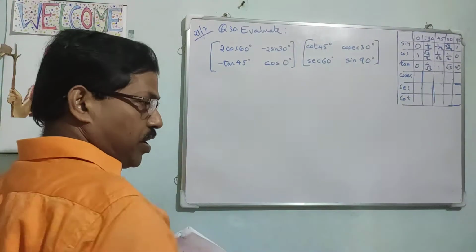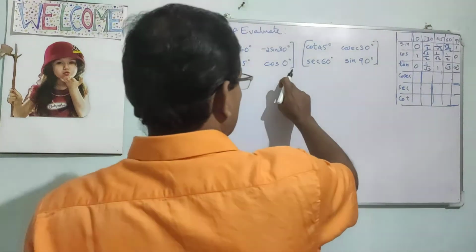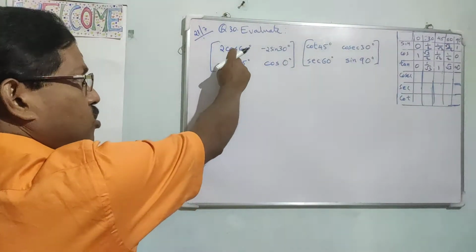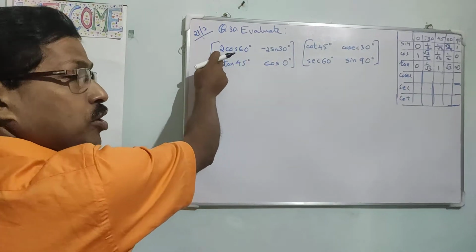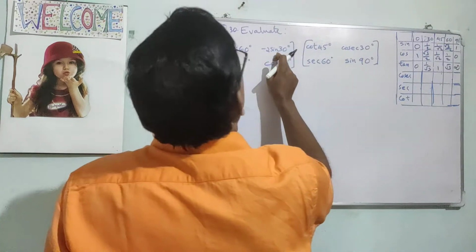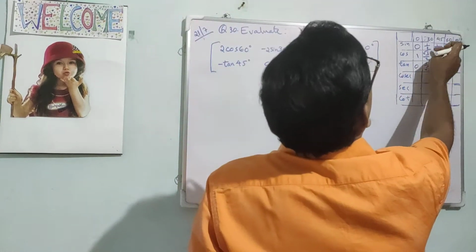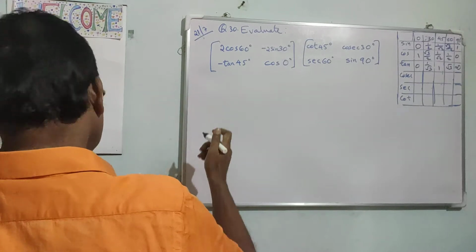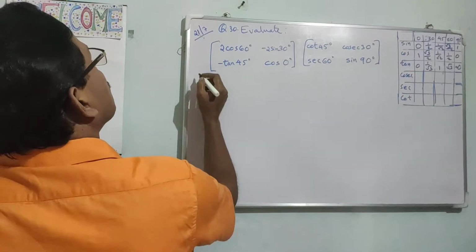If I just find the value, this is a matrix and this is another matrix. Multiply these two matrices. We will give the values of cos 60 here. 2 here remains 2 only. Cos 60 is 1 by 2. Sin 30 is 1 by 2, like that. We will give all the values. That is equal to, look at this solution.